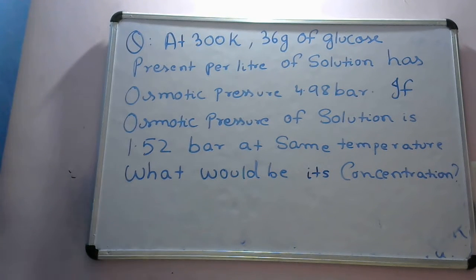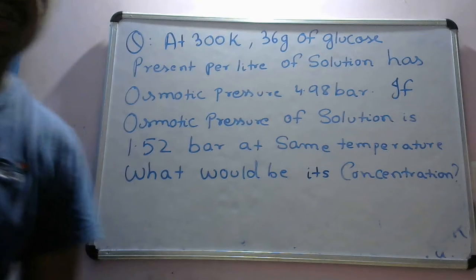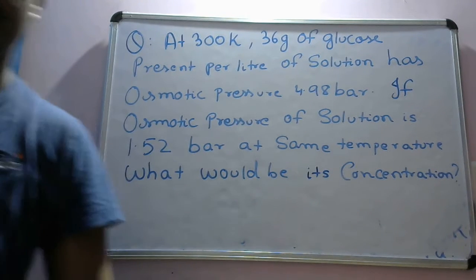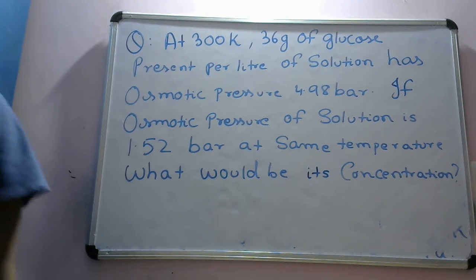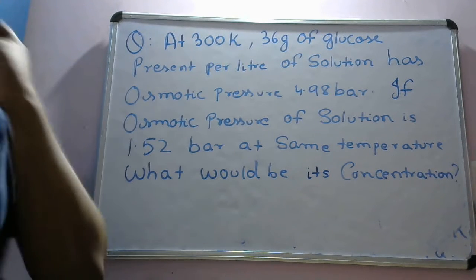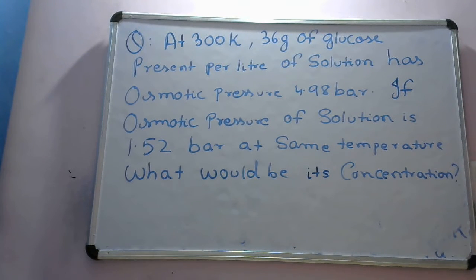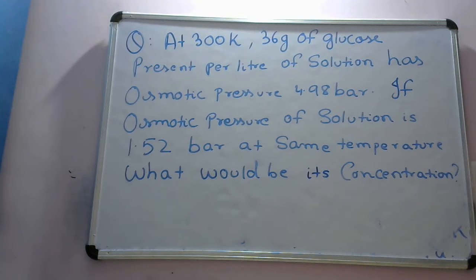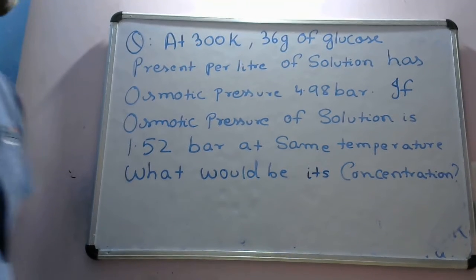The second statement is saying, if the osmotic pressure of the solution is 1.52 bar at the same temperature, then again, if the osmotic pressure changes to 1.52 bar but the temperature is the same 300 Kelvin, what is the concentration at this osmotic pressure? So in order to find that, first you note down the question, then we will solve.